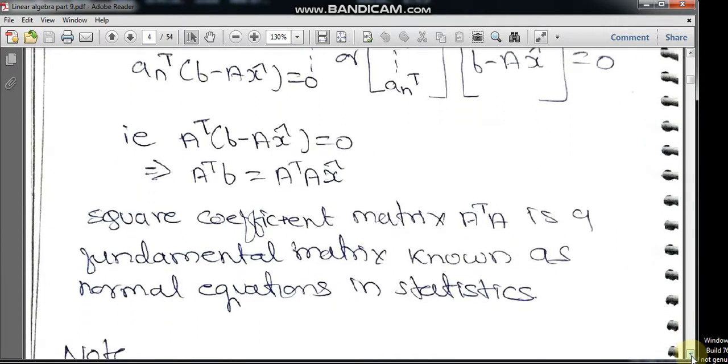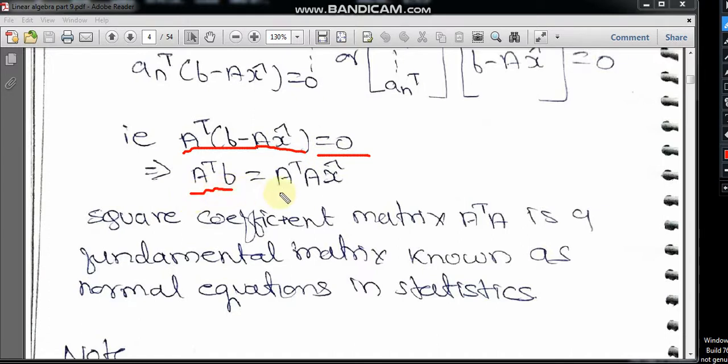So this is one, the null space: A transpose B. You can see A transpose and the error vector should also be equal to 0. So you have A transpose B equals A transpose A x bar. So A transpose, and what is B? B is A x cap. Square coefficient matrix.